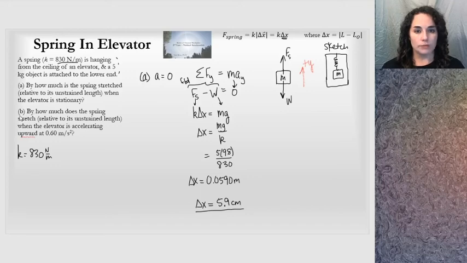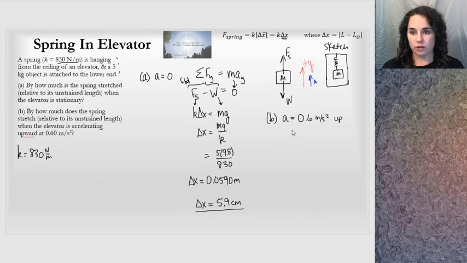There's a second part of this problem. It says, by how much does the spring stretch relative to its unstrained length when the elevator is accelerating upward at 0.6 meters per second squared? Okay, so in this situation, we have an acceleration upward at 0.6 meters per second squared. So I can draw that up in my diagram. That would make sense up here, acceleration upward. And I feel ready with all the information I already have here. I haven't introduced any forces. All I've done is said now it's moving upward rather than sitting still.